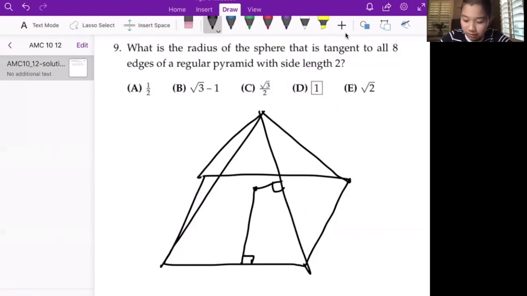And what else? There's actually another condition that you need to keep in mind. It's that it has to be right at the center. Or more precisely, it has to be on the line where the center of the bottom square intersects with the top of the pyramid, or the apex. So let's look at this a little bit.